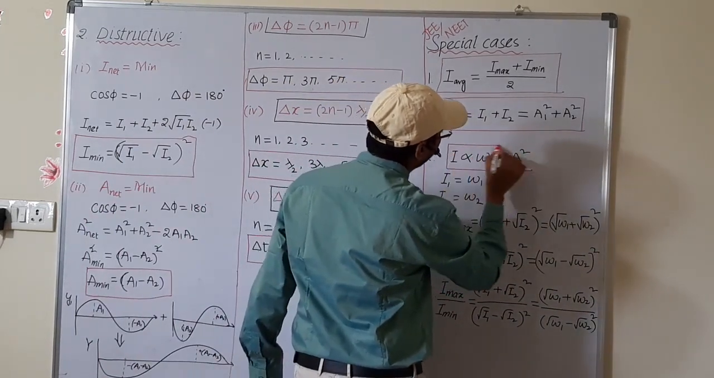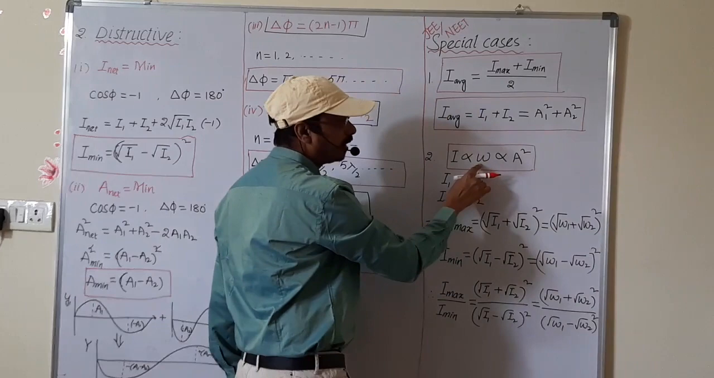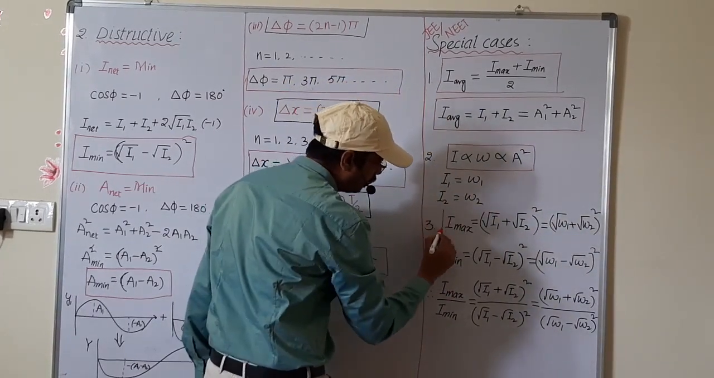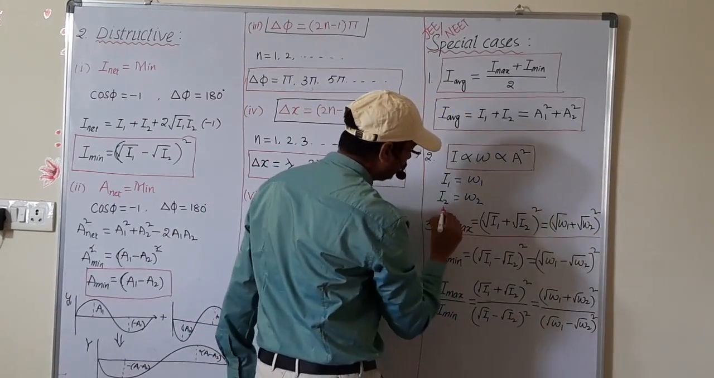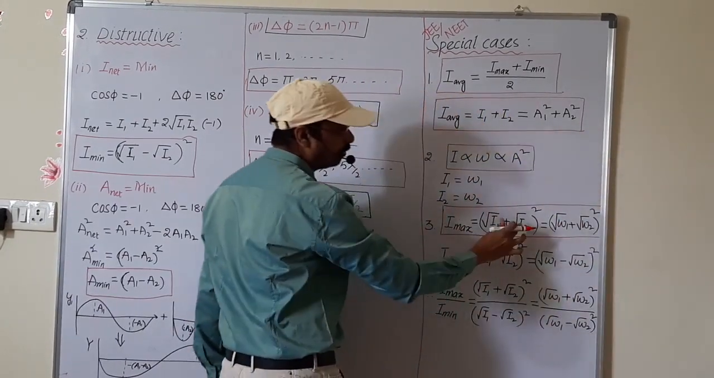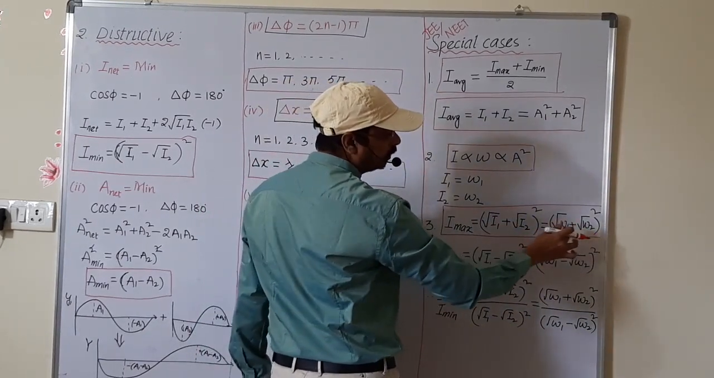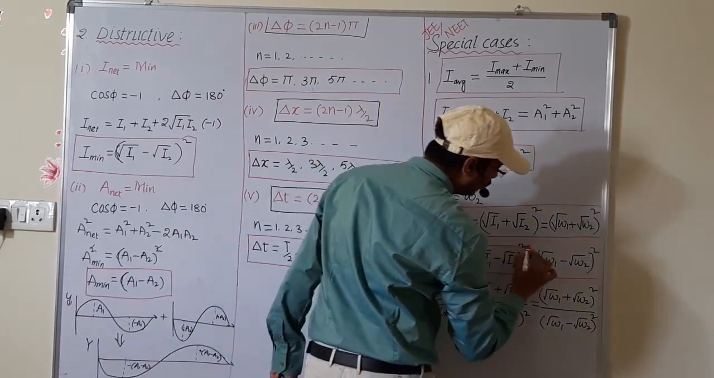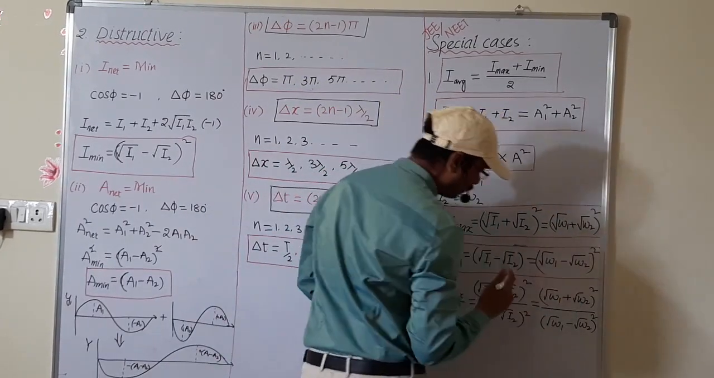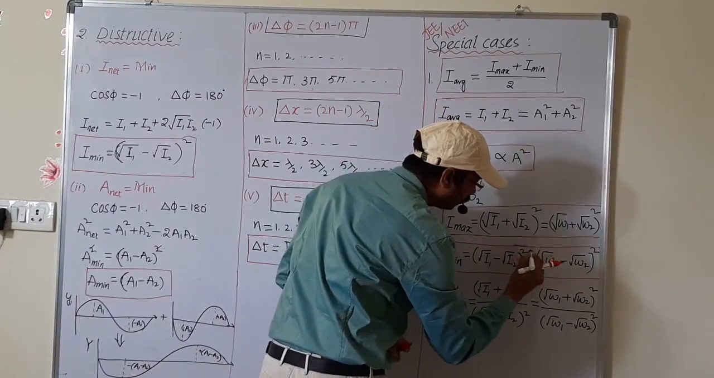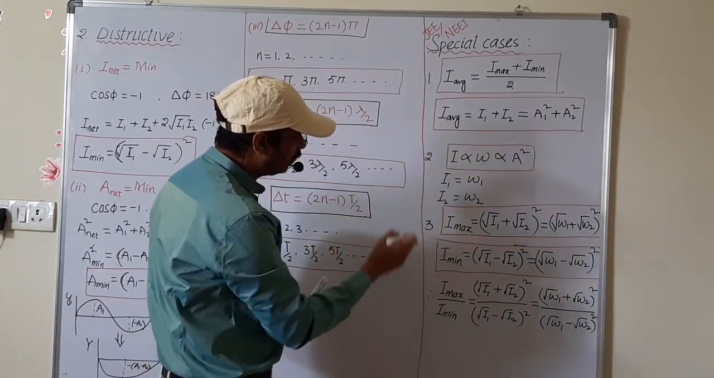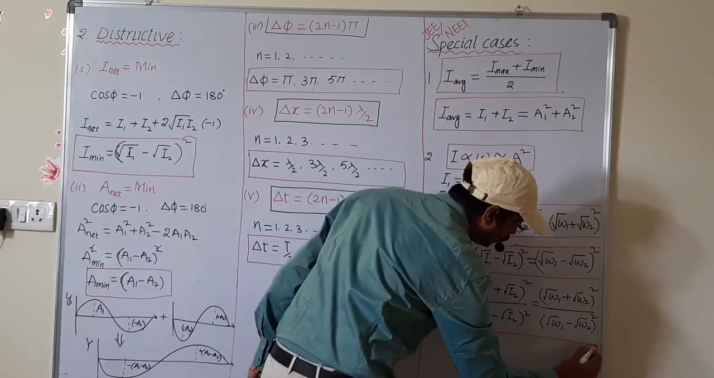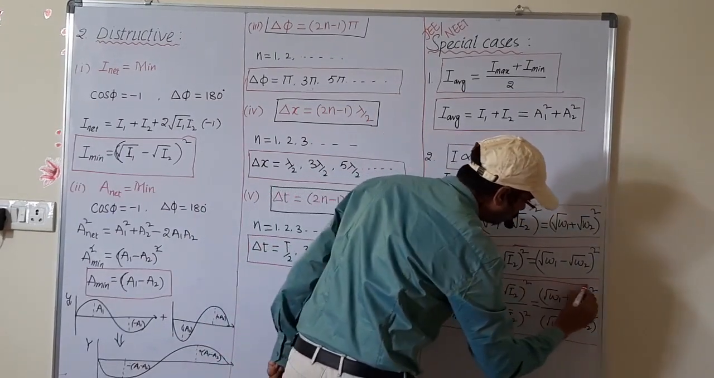First one is intensity is directly proportional to slit width. This we can say slit width and this we can say amplitude. Here the maximum value is in terms of individual intensities and individual slit widths, and this value is minimum in terms of individual intensities or individual slit widths. Then this value is the maximum value. We can write it like that.